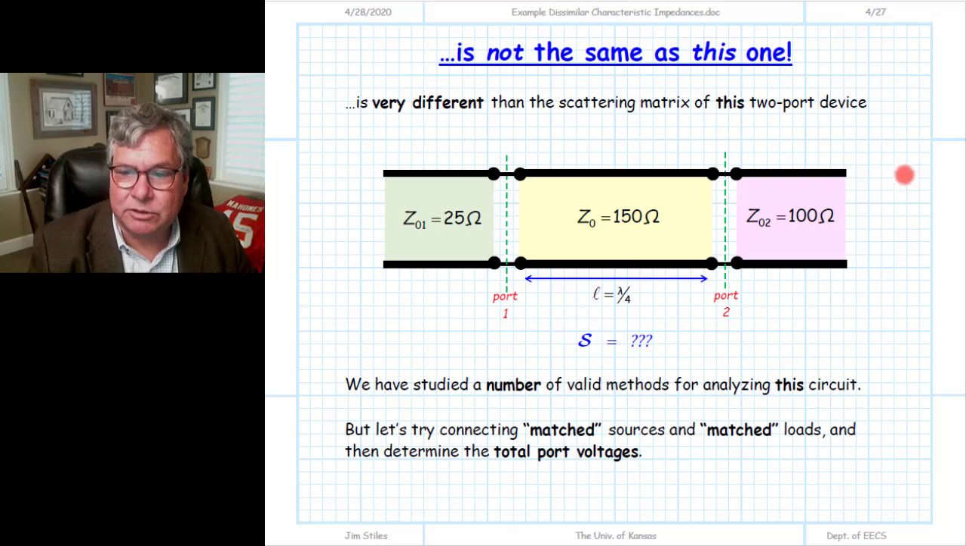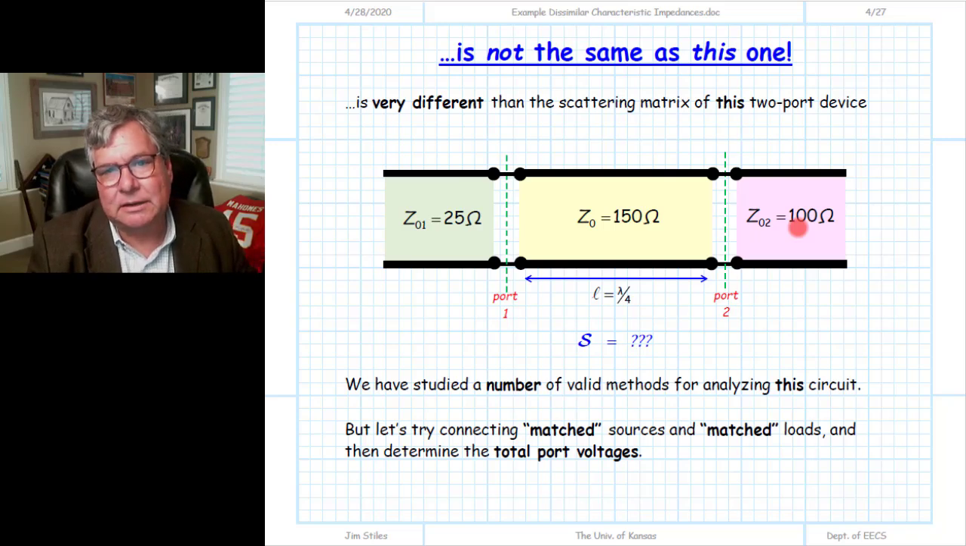Likewise, on this side, we're going to terminate this in a matched load. By matched load, I mean 100 ohms. So there's no reflected wave here on this transmission line. And in that case, the input impedance is going to be 100 ohms. And so we're going to replace the entire structure with its equivalent circuit, a 100 ohm resistor on this side. So we have a matched source with a source impedance of 25 ohms here, a matched load with a load impedance of 100 ohms here. And that's how we are going to attempt to determine the scattering matrix for this structure.